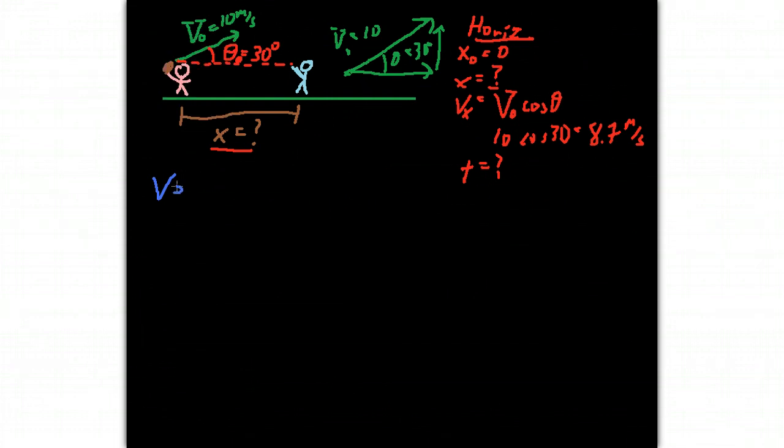I'll try this one. So in the vertical direction, it starts off looking pretty boring, actually, because the initial and final positions are both 0. The initial velocity in the y direction is going to be constructed in a very similar way.